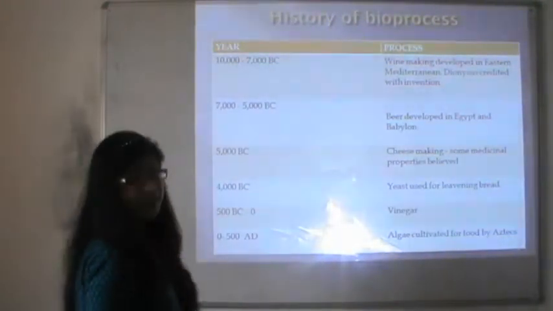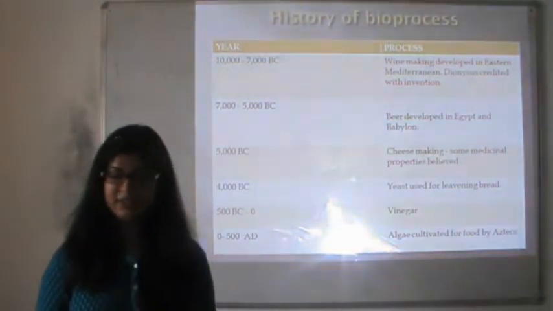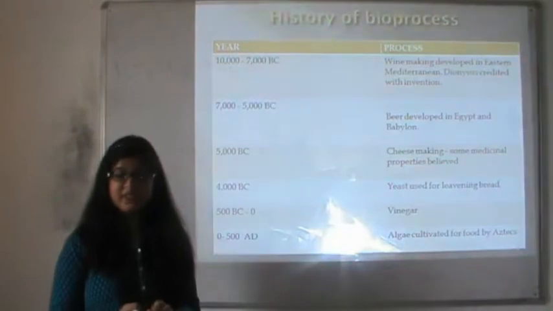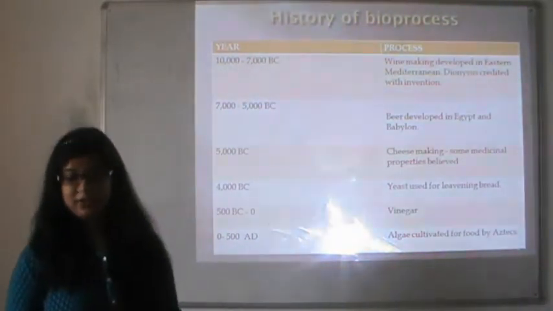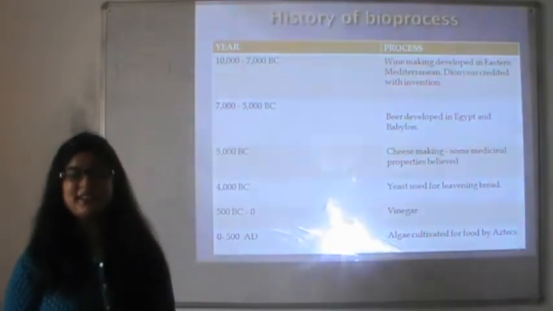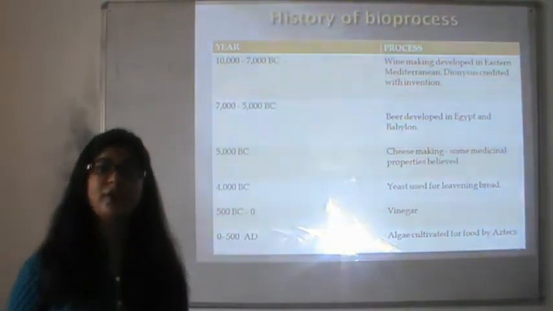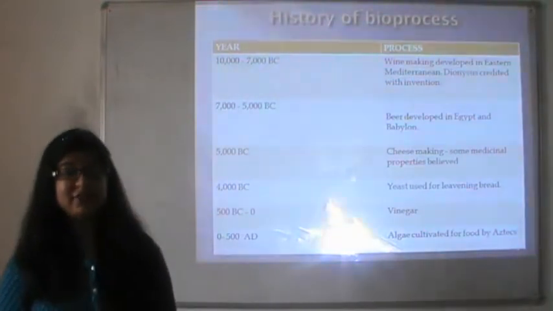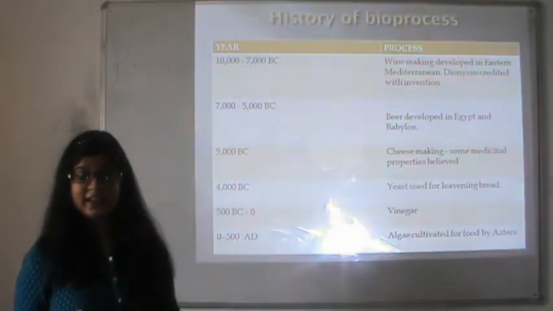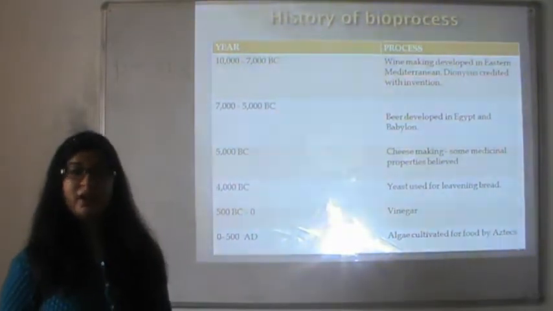Now about the history of bioprocess. In 10,000 to 7,000 BC, wine making was first developed. In 7,000 to 5,000 BC, the first beer was developed in Egypt. In 5,000 BC, what we love, cheese, was developed. In 4,000 BC, yeast was first used for making bread. And in 5000 BC, vinegar was first developed. In 500 AD, algae, a microorganism, was cultivated for food production.